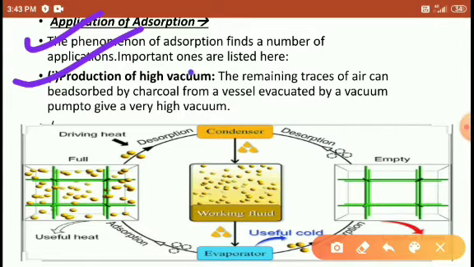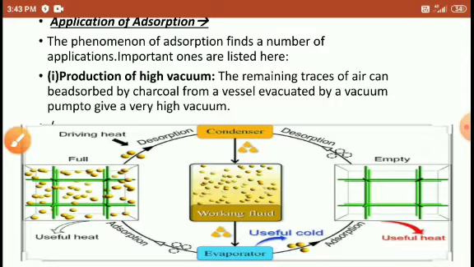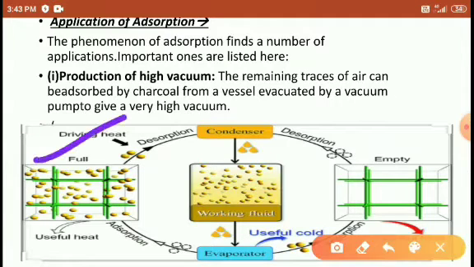Production of high vacuum. The remaining traces of air can be adsorbed by charcoal from a vessel evacuated by the vacuum pump to give a high vacuum. So it means, friends, whenever a chamber contains particulate matter, meaning fine dust particles or other polluted particles are present here, we want to eliminate all these dust particles or polluted particles from this chamber.